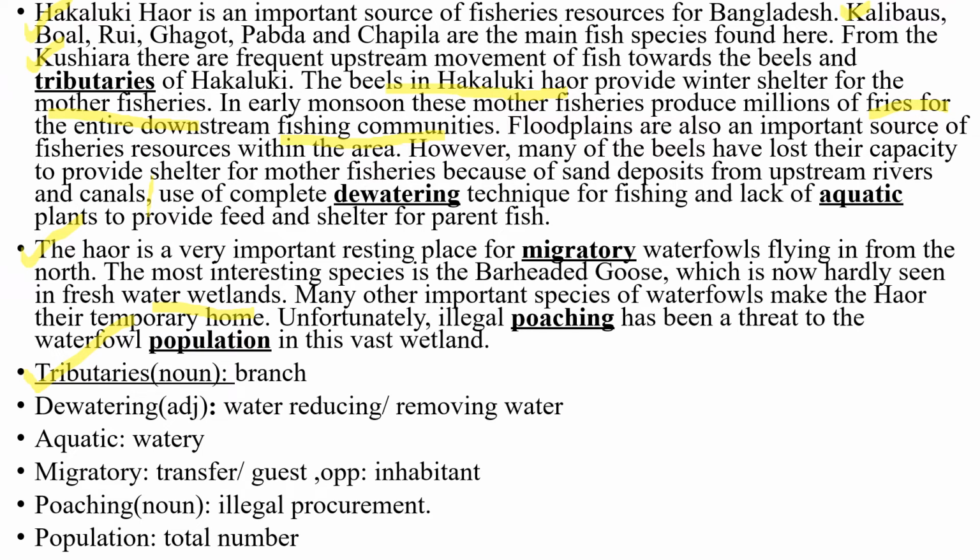So illegal poaching actually means illegal procurement. And the meaning we know for population is different; the word here is used with a different meaning. The population here means the total number. So unfortunately, illegal poaching has been a threat to the waterfowl. Here I add some pictures which will show you illegal poaching, and that illegal poaching is a threat for these migratory birds.